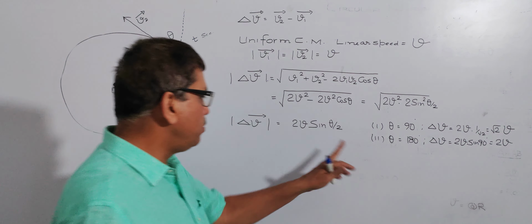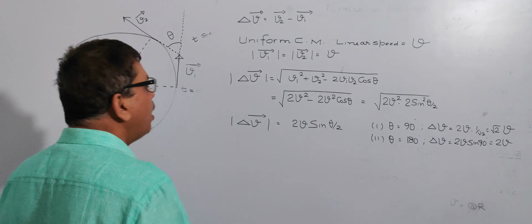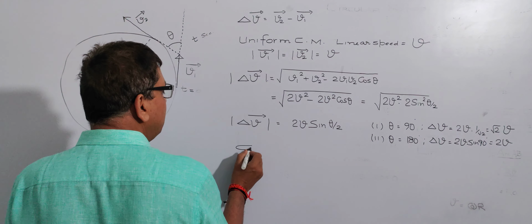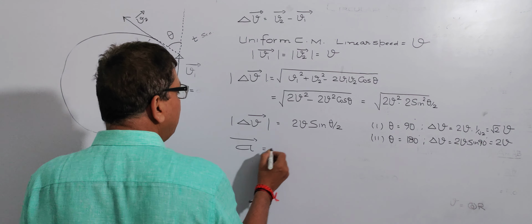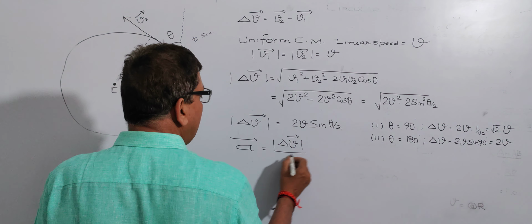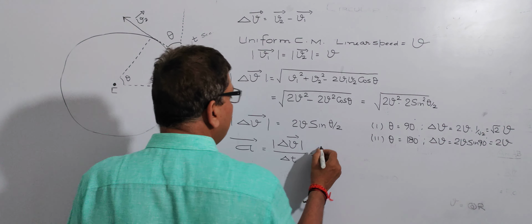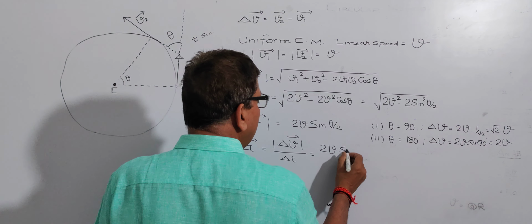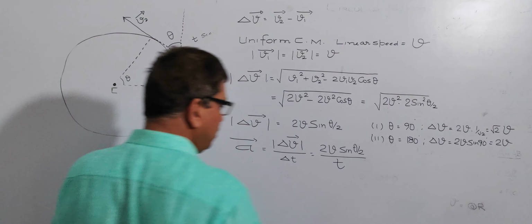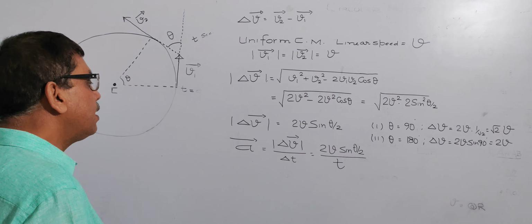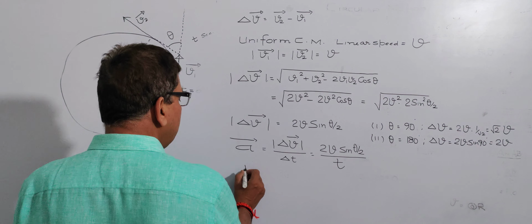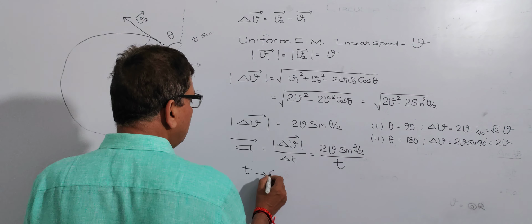Now this is the change in velocity vector, 2v sin theta by 2. Now I can find out the acceleration vector. The acceleration vector can be written as the change in velocity vector divided by the time interval delta t, and this is nothing but 2v sin of theta by 2 divided by t. Is it clear?